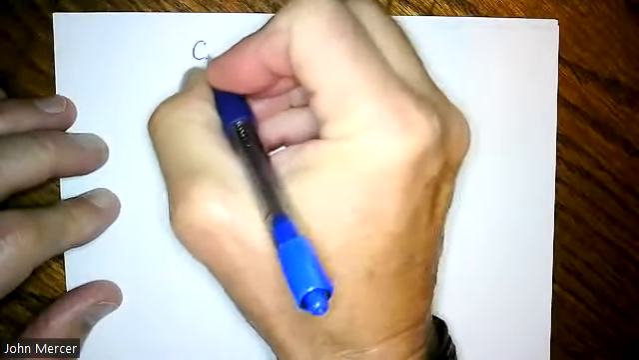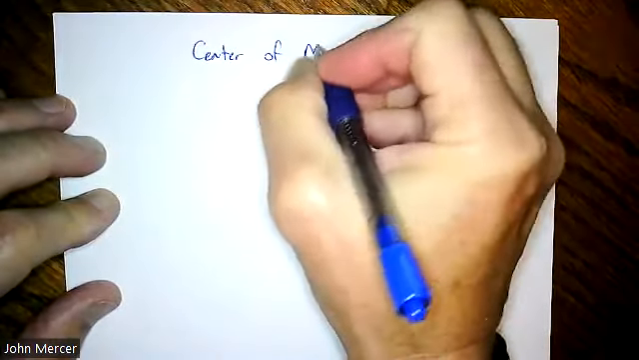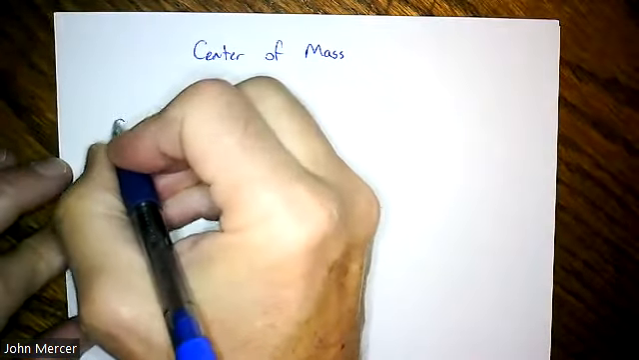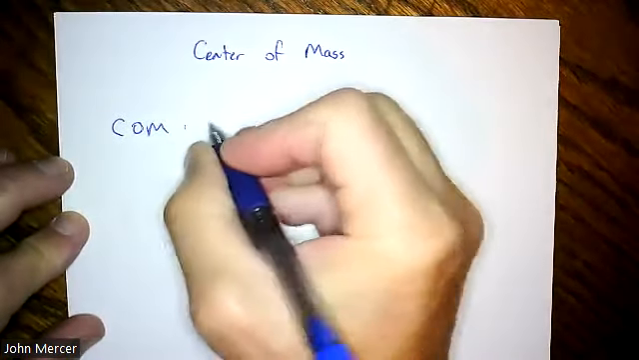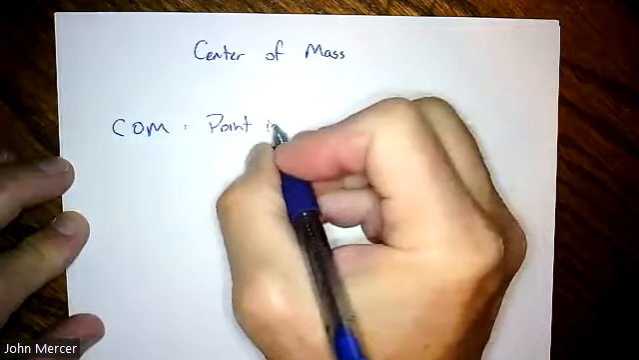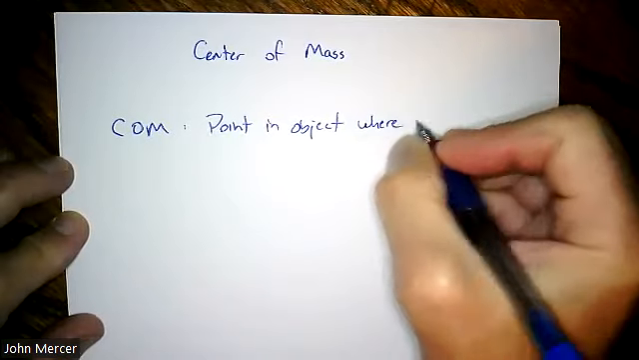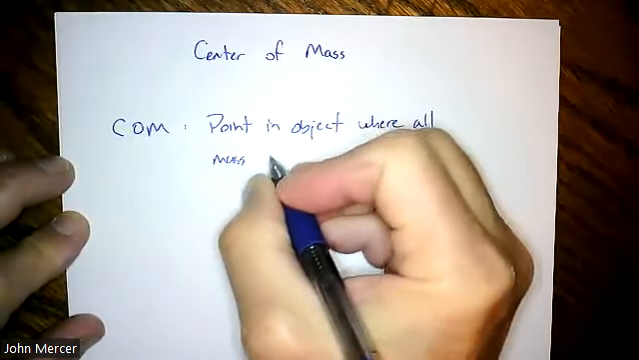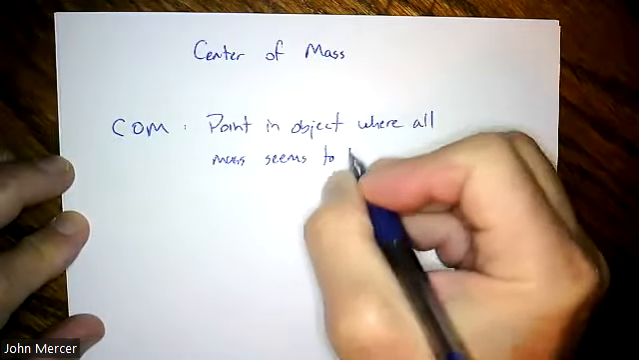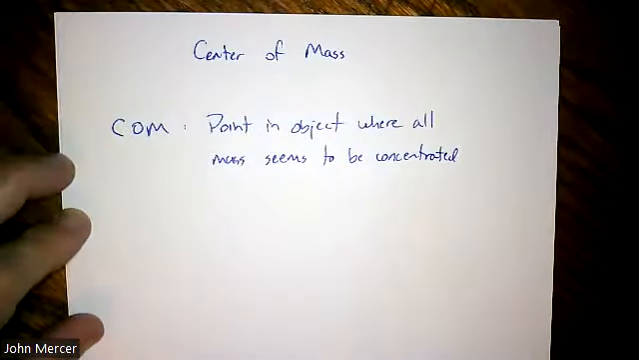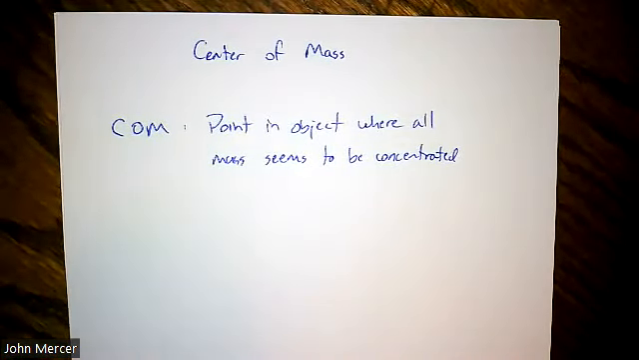All right, so let's do center of mass. Now, we're going to define this as the point where all mass seems to be concentrated. I'm going to abbreviate it COM, center of mass, and it's the point in an object where all mass seems to be concentrated. And "in" is a funny word. I could actually have said "of an object" because it doesn't actually have to be located inside the object.